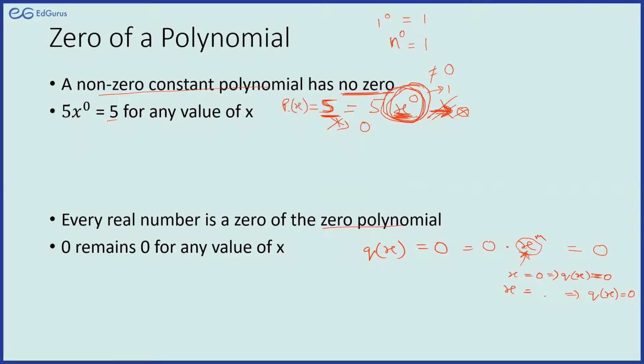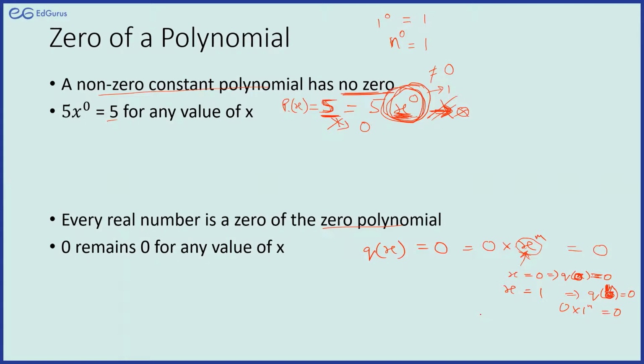What should I write here? This is 0 times x to the power m. What other value can I write here? If you multiply 0 with any number, the result remains 0, right? Yes, ma'am. So this means that I can write anything for x here, I can write 1, then what will happen? 0 into 1 to the power m, this is also 0, so q of x will be 0. Sorry, q of 1 is 0. q of 0 is 0. Here q of 1 is 0.